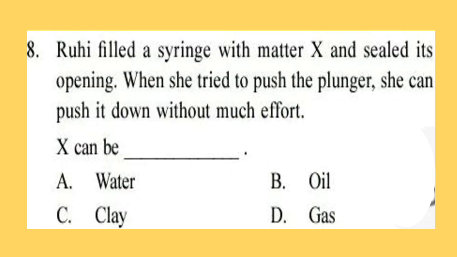Question 8. Ruhi filled a syringe with matter X and sealed its opening. When she tried to push the plunger, she can push it down without much effort. X can be dash. A. Water. B. Oil. C. Clay. D. Gas.